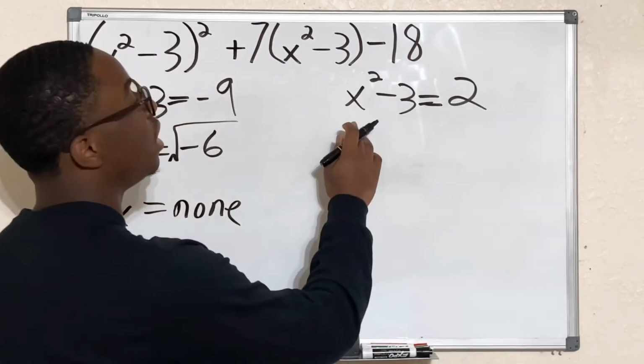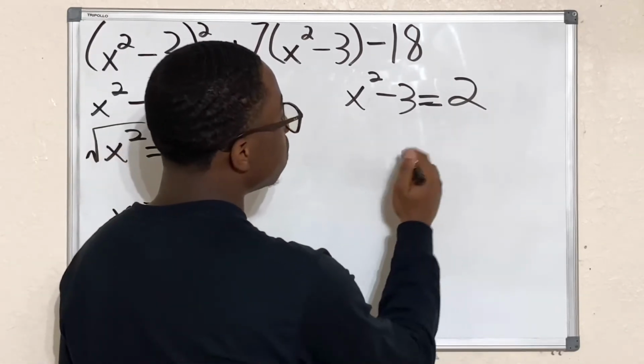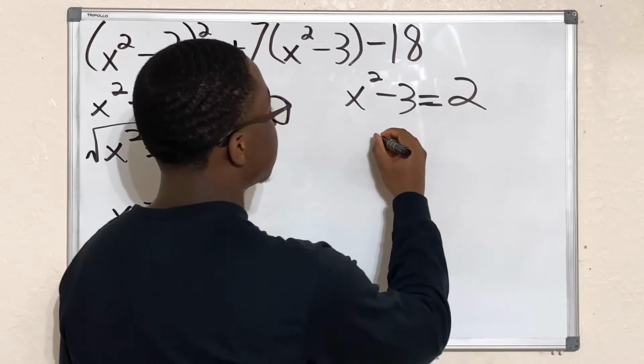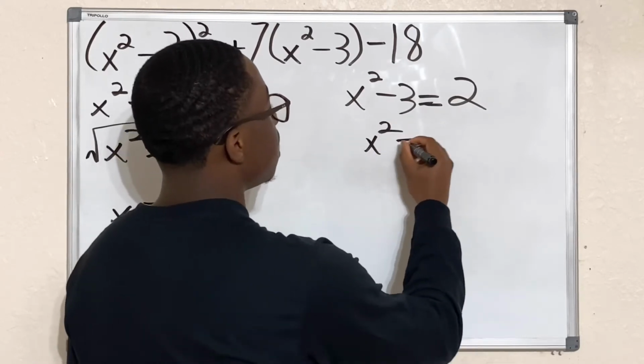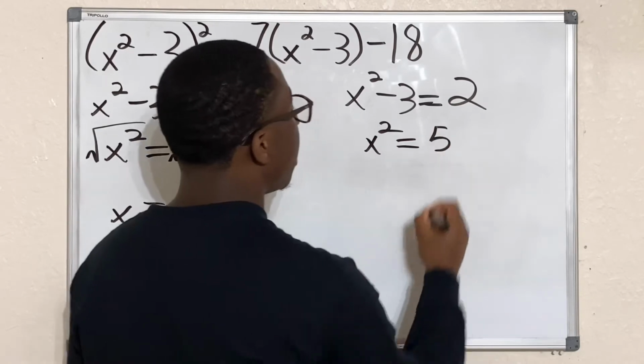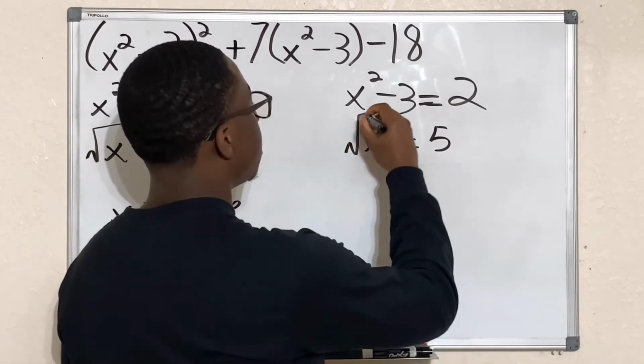So now here we have x squared minus 3 is equal to 2. We're going to add 3 to both sides. That's going to give us x squared is equal to positive 5. Now square root this on both sides.